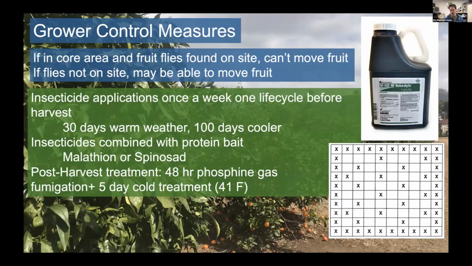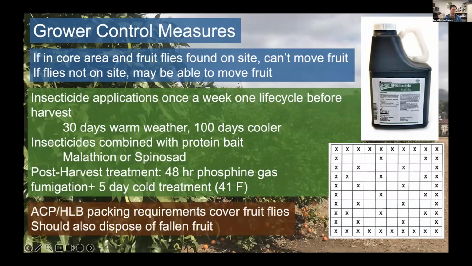This was the case with oriental fruit fly in the latest quarantine down here in Riverside, where you could do a 48-hour treatment with phosphine gas and then a 5-day cold treatment. They had some facilities where you could actually do that. So there are additional options to make sure you could ship things, even if maybe you weren't able to do insecticide applications once a week, one life cycle before harvest.